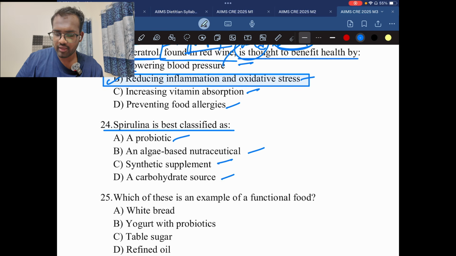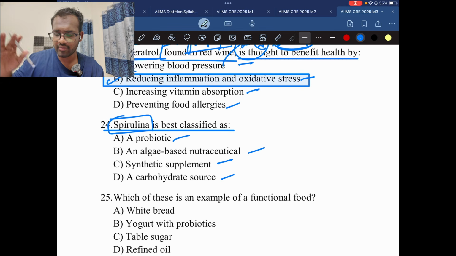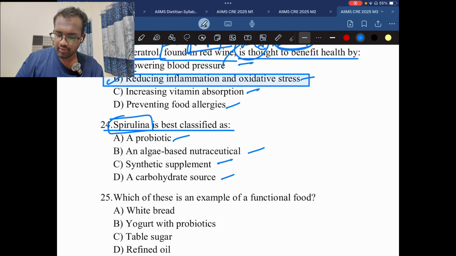Always remember, if the word is spirulina, you can relate it to the marine source, right? So it is algae. Spirulina is algae. So here you have only one option which mentions algae. You can tick for that. In other cases, you can eliminate the options.